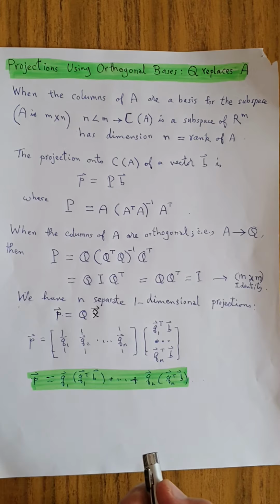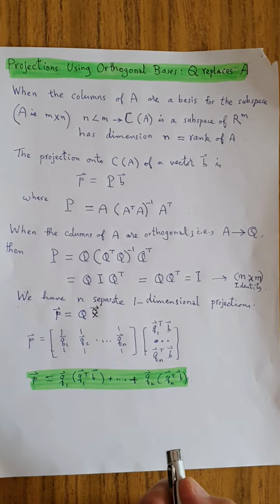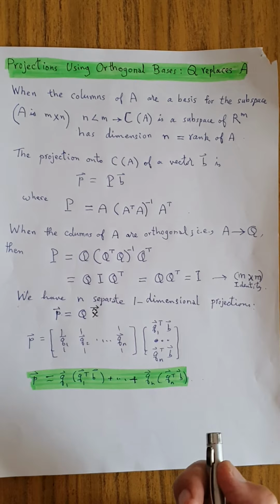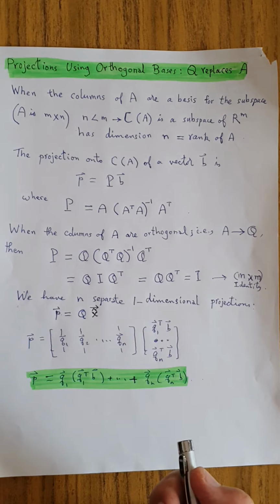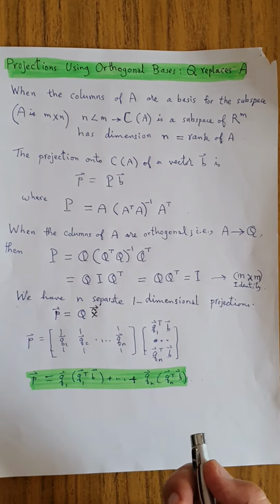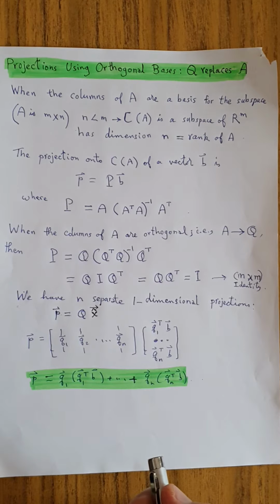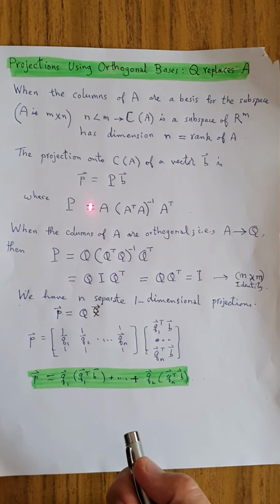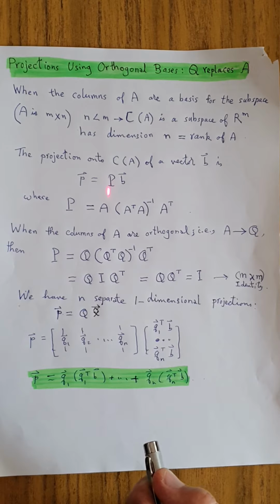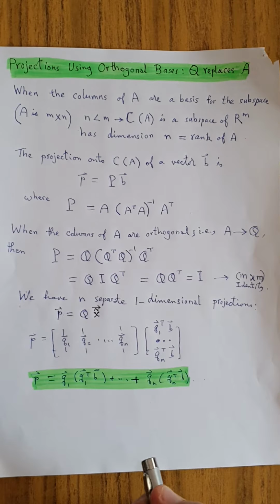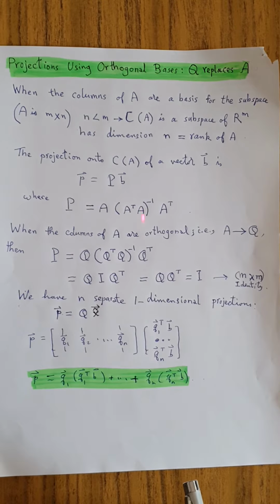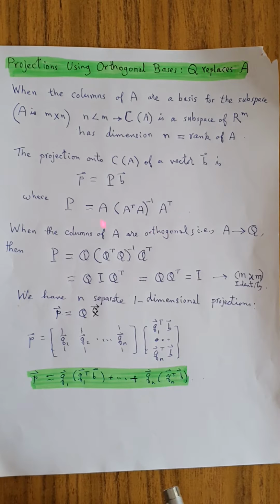A is m by n, and n is less than m. The column space of A, C of A, is a subspace of R^m, and it has dimension n equal to the rank of A. The projection onto C of A of a vector b is p equal to projection matrix P times vector b, where P equals A times (A transpose A) inverse times A transpose.